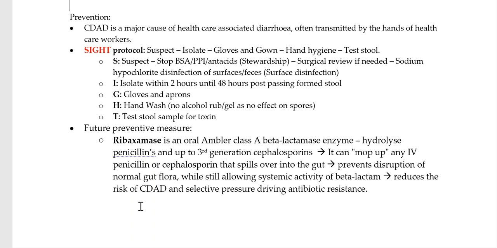The future preventive measure could be the use of some enzymes like ribaxamase, which is a class A beta lactamase enzyme, which will hydrolyze penicillins and third generation cephalosporins, and it can mop up any IV penicillin or cephalosporin that spills over into the gut. So that's how you can prevent the disruption of normal gut flora while still allowing systemic activity of the beta lactam antibiotics. So this may reduce the risk of CDAD and selective pressure driving antibiotic resistance.